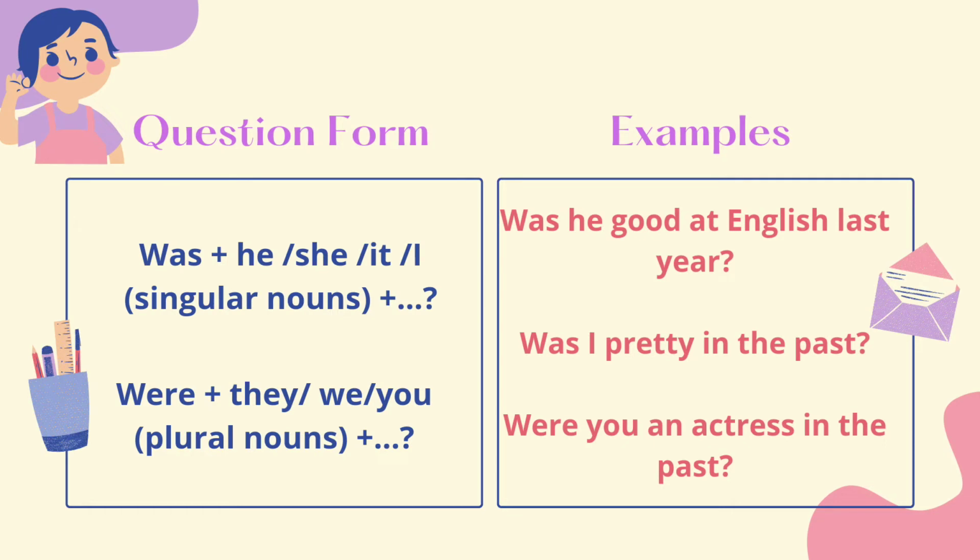Then, with they or we or you, we put were in the beginning, plus they or we or you or the plural nouns, plus the rest of the sentence, and then we put the question mark. For example, were you an actress in the past?